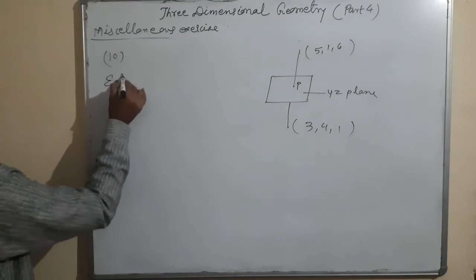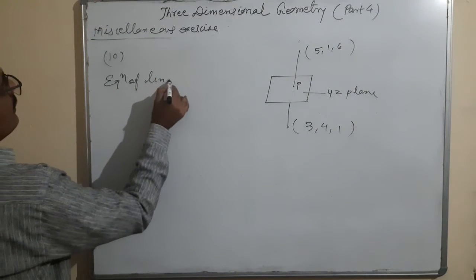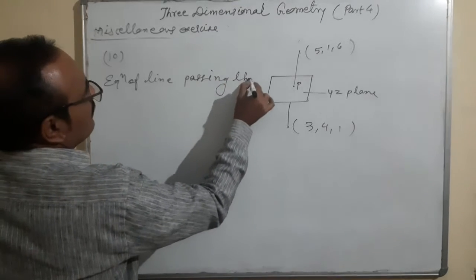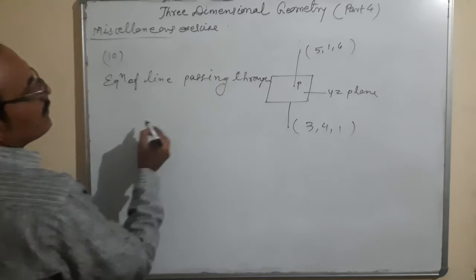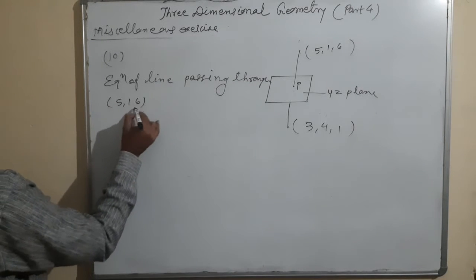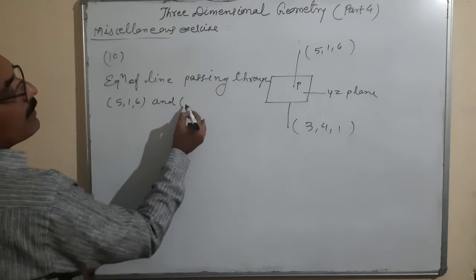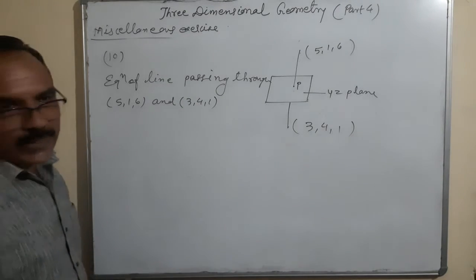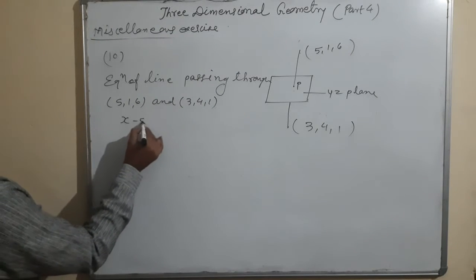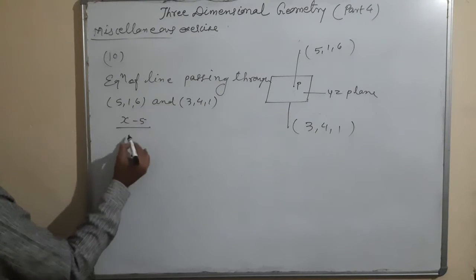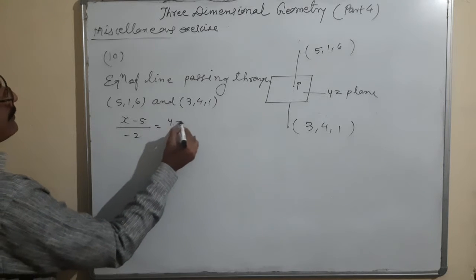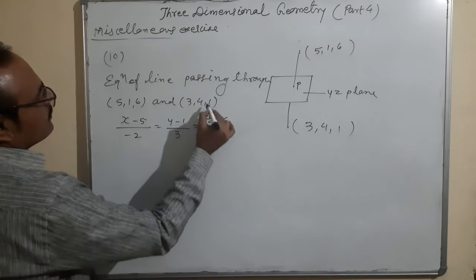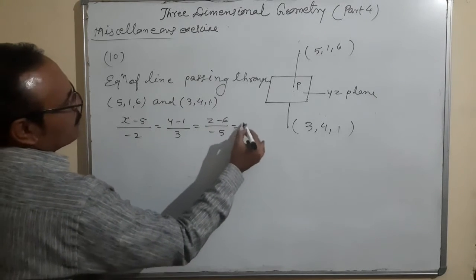The equation of the line passing through (5, 1, 6) and (3, 4, 1) is (x minus x1) upon (x2 minus x1). So (x minus 5) upon (3 minus 5), that is minus 2, equals (y minus 1) upon (4 minus 1), that is 3, equals (z minus 6) upon (1 minus 6), that is minus 5, equals lambda.